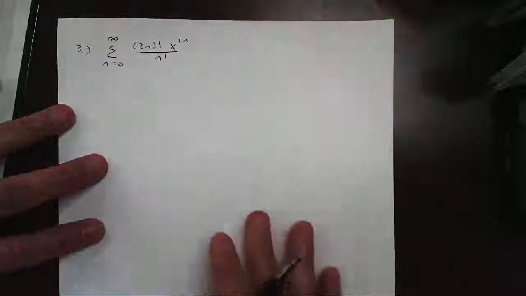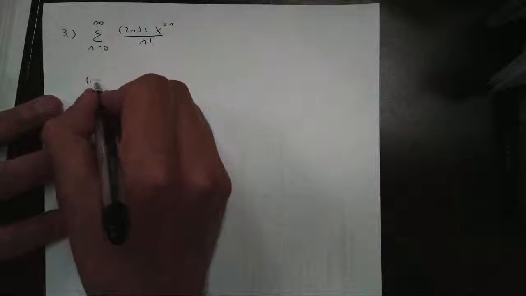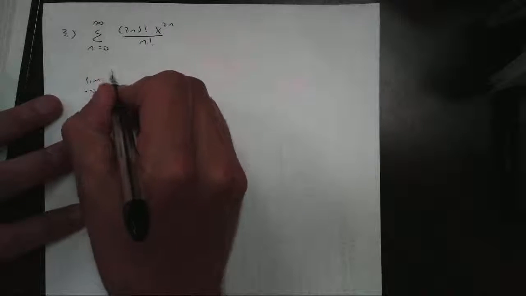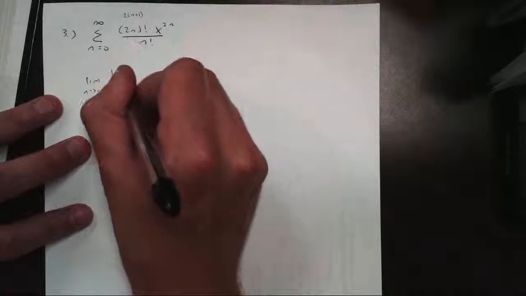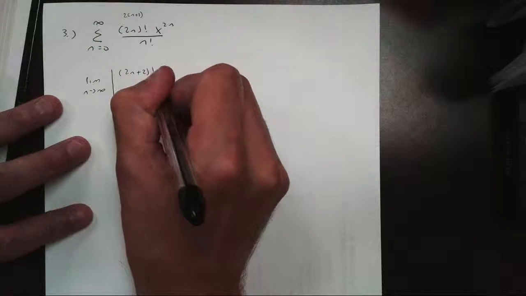So let's take a look at one last example here, just to find the radius of convergence. A little tougher one here, number 3. Let's try this one. The sum from n equals 0 to infinity of (2n)! x to the 2n over n!. In other words, ouch. But if I apply my rule, as n goes to infinity, this becomes, now this is 2n plus 1, right? So that just becomes (2n+2)!.